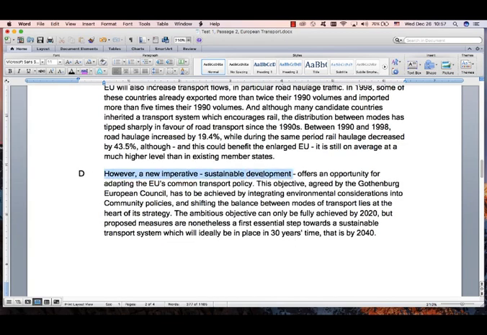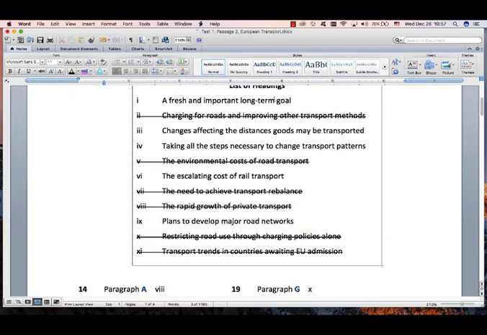A new imperative, sustainable development. This objective. Very often, when in sentence 2 they use a reference pronoun, this, and they're talking about something in sentence 1, that thing is important. It means in the first 2 sentences they've mentioned it twice. What is this objective? This objective is this new imperative. And again, the ambitious objective. So this paragraph is all about this objective. What is this objective? This objective is this new imperative called sustainable development. And it's this, a fresh and long-term goal.